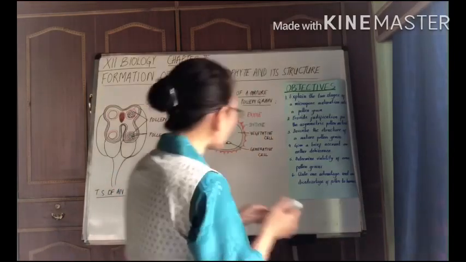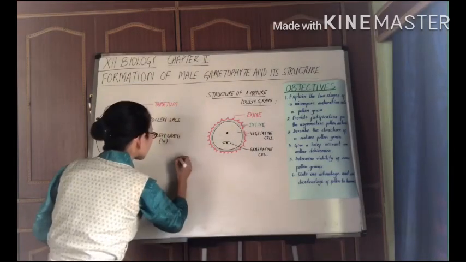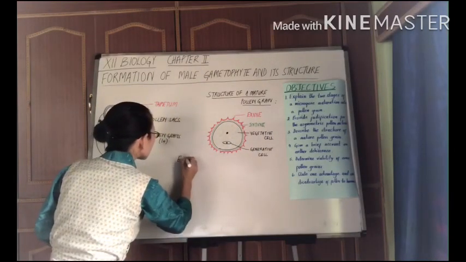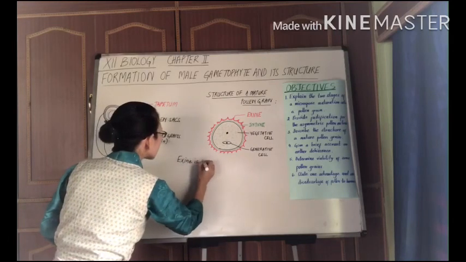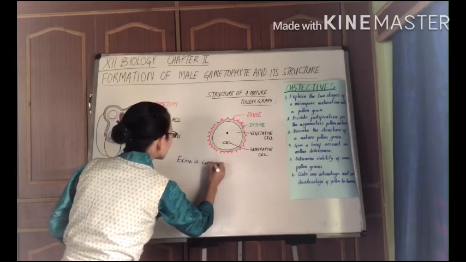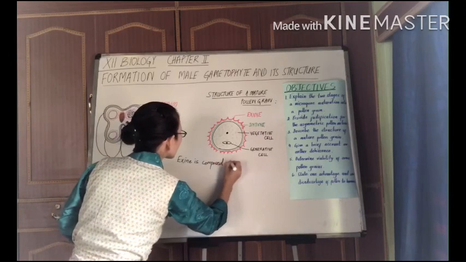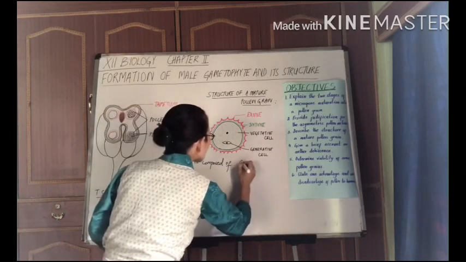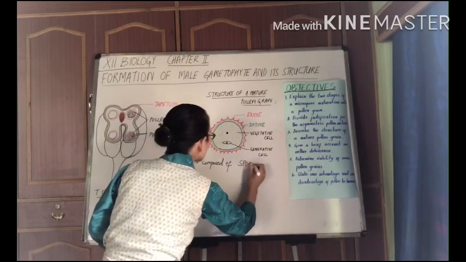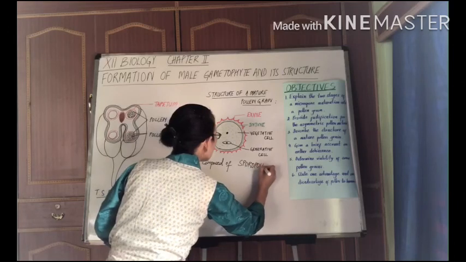Alright, so exine is composed of a material which is called sporopollenin.